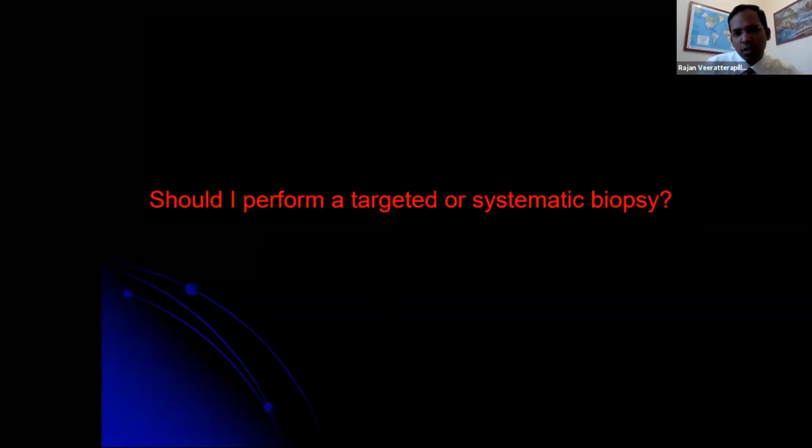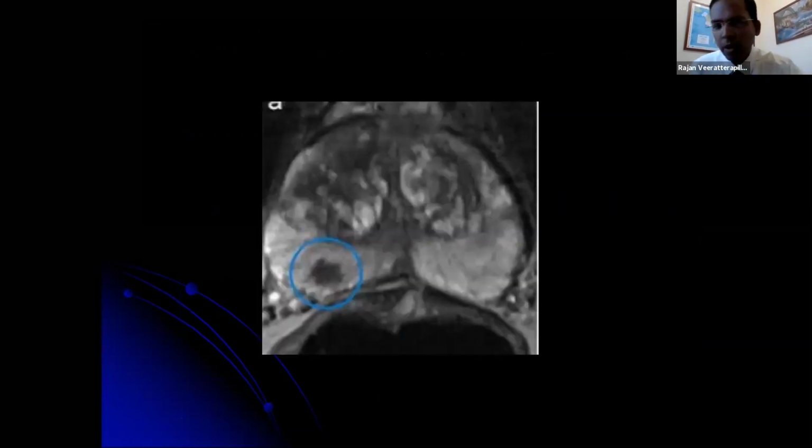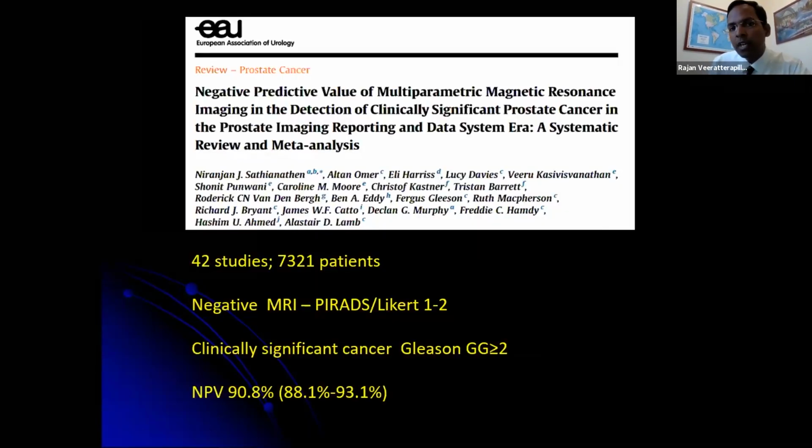Coming on to these issues of debate, should I perform a targeted or a systematic biopsy? If you look at this MRI, you can certainly see a little lesion here, and you could say, I will target this with a biopsy. The question really is, what about all the other areas? What's the chance of the MRI having missed something there? And if I do add further biopsies or systematic biopsies of these areas, do I increase my pickup rate of significant cancers? Well, what's the negative predictive value of an MRI?